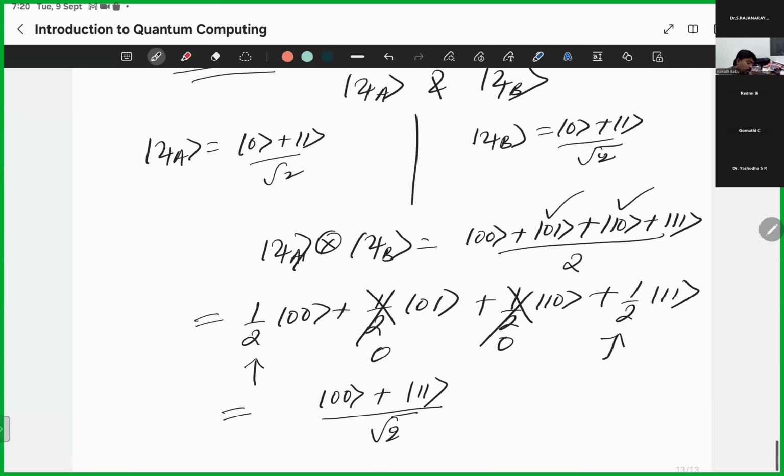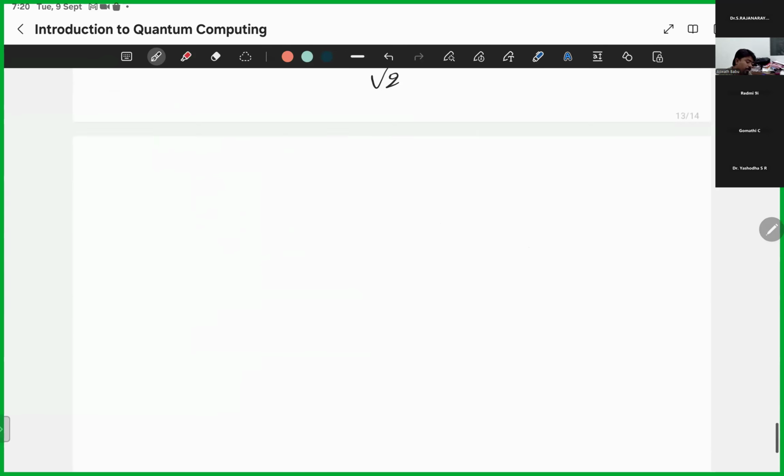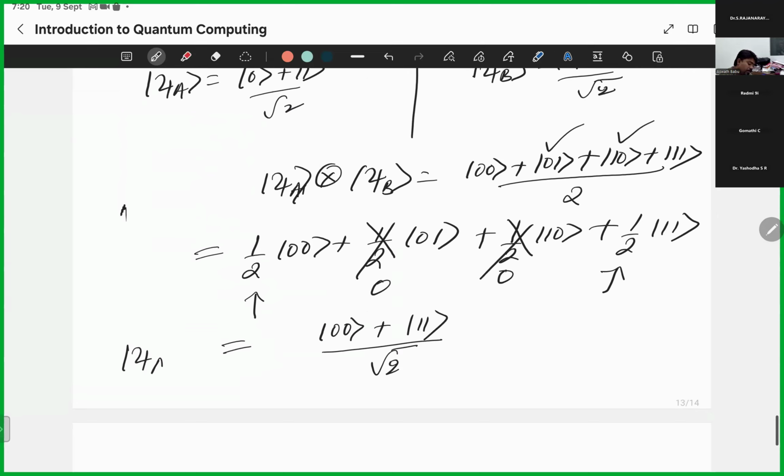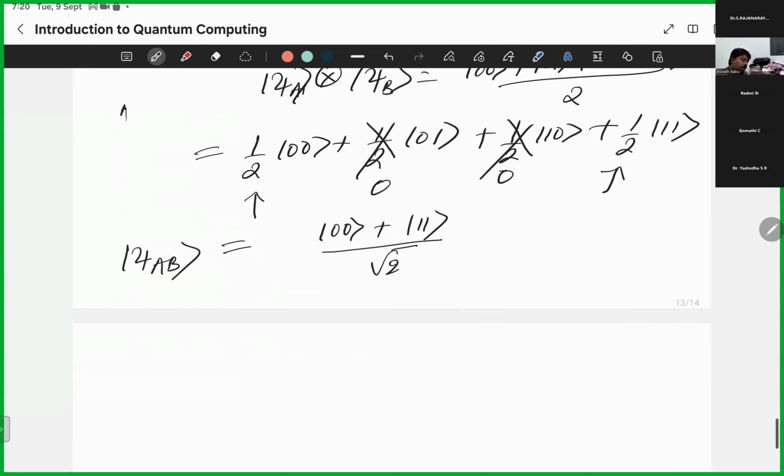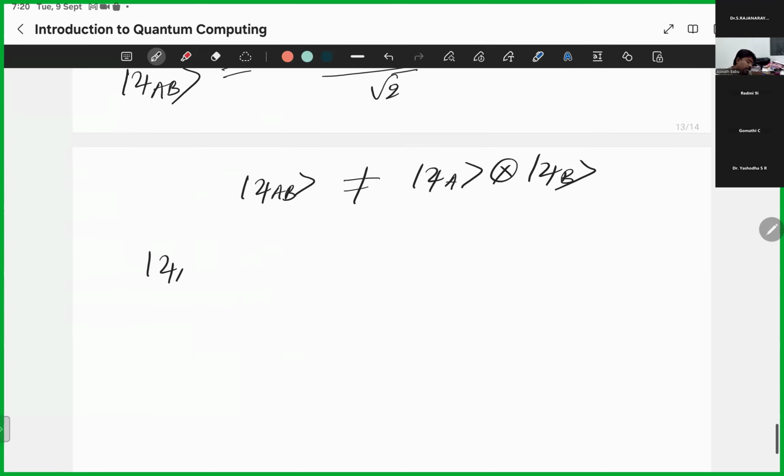So a new quantum state is being created. What is that new quantum state? Now it is psi AB. Remember, psi AB is not equal to psi A tensor psi B, because two states are now gone. In this situation, take a quantum state psi AB, which is 1 by square root of 2, 0,0 plus 1 by square root of 2, 1,1.